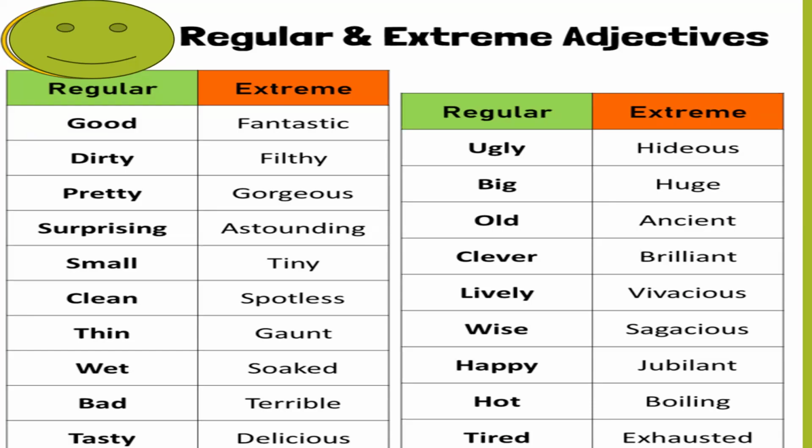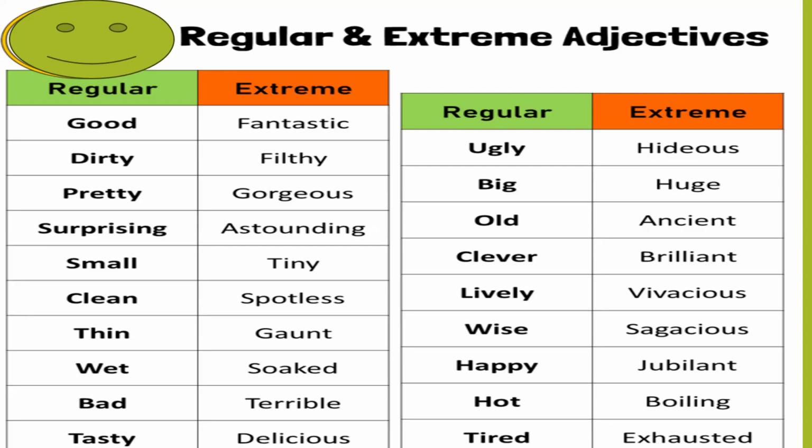For extreme adjectives, we are defining it in extreme form, modifying nouns and pronouns in extreme conditions. For good, it is fantastic. Dirty, filthy. Pretty, you have to say gorgeous. Surprising, astounding. Small, extreme small, tiny. Clean, extreme clean, spotless. Thin, extreme thin, gaunt. Wet, extreme wet, soaked. Bad, extreme bad, terrible. Tasty, extreme tasty, delicious.